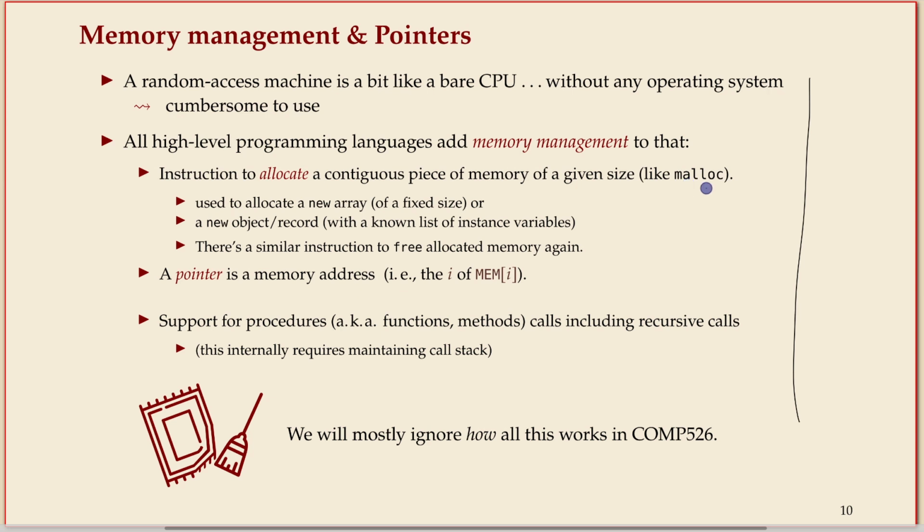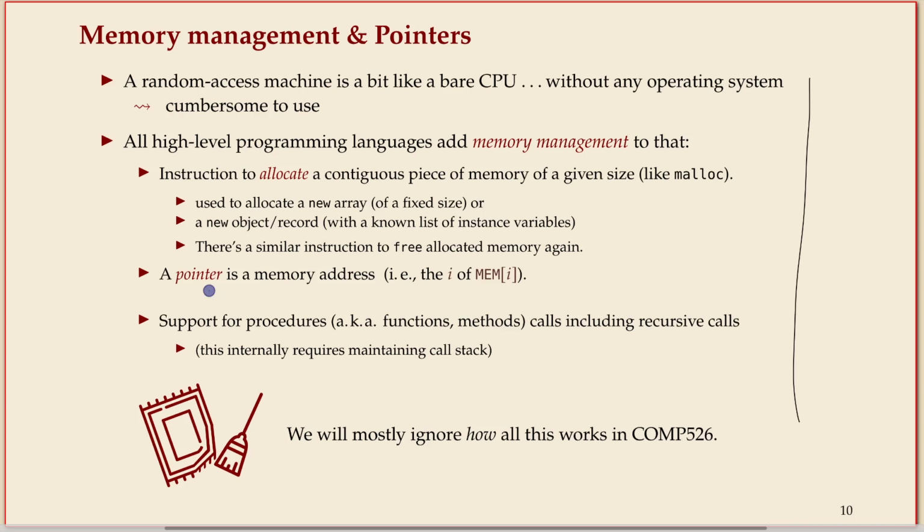That's similar to what you can do in C, or you can allocate an array of a certain size with a certain type of objects. We'll also assume that you can allocate objects from some object-oriented program. If you have a class and you instantiate that, similar to what Python offers, we'll assume that that's also handled by this operating system that's running on this RAM without us touching it.